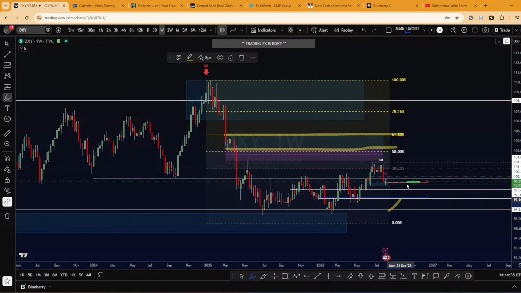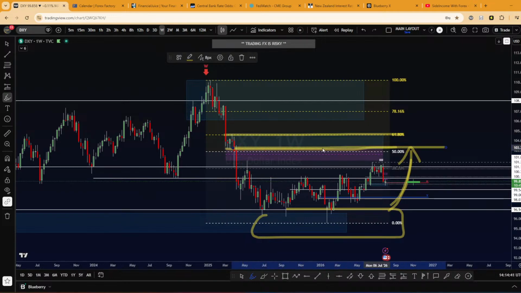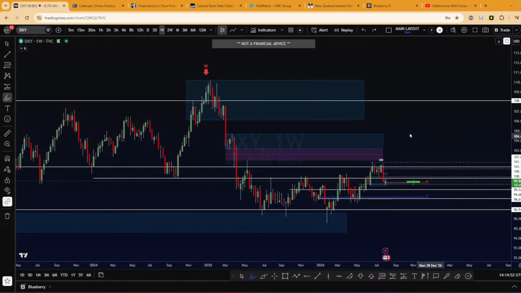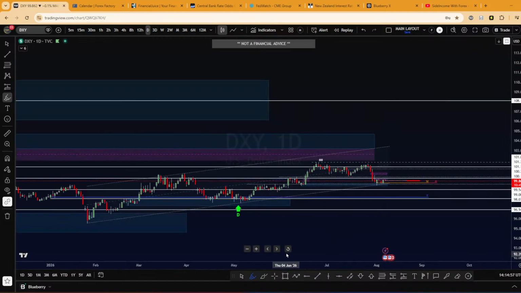So coming from this monthly demand, I want to see price continue, at least targeting this premium zone right there, or above if there is a possibility. That's what I am looking at on the weekly time frame. Long term bullish. Let's go down to the daily.